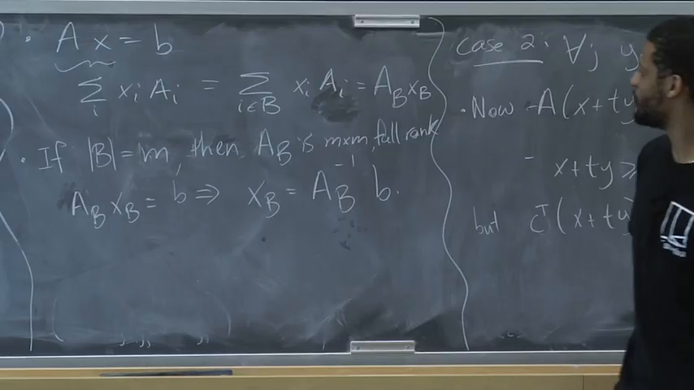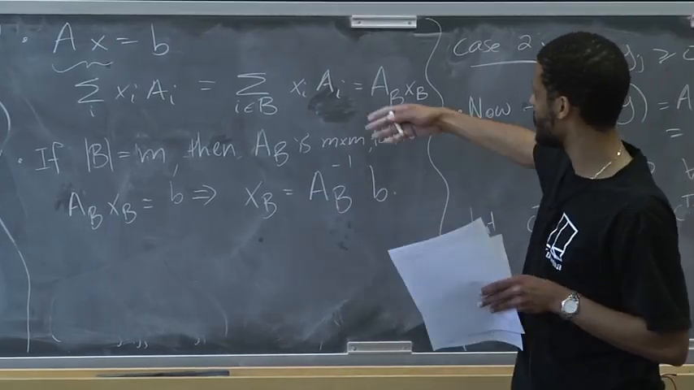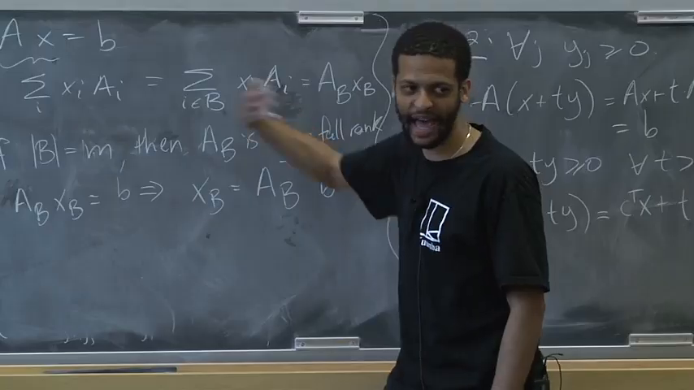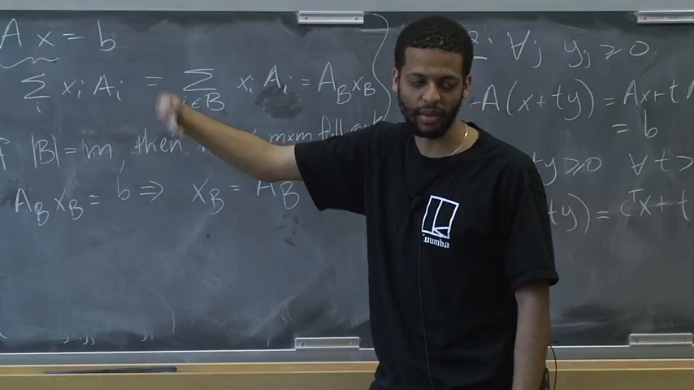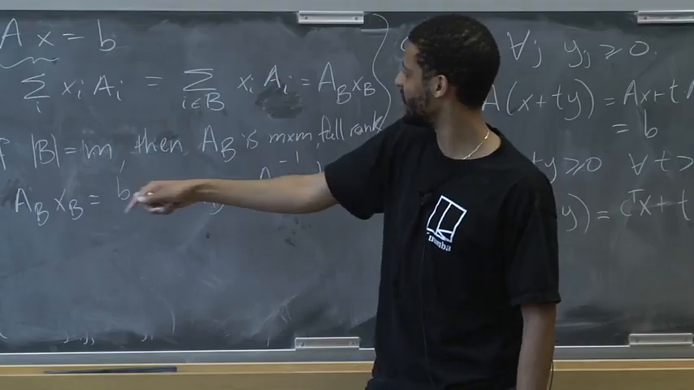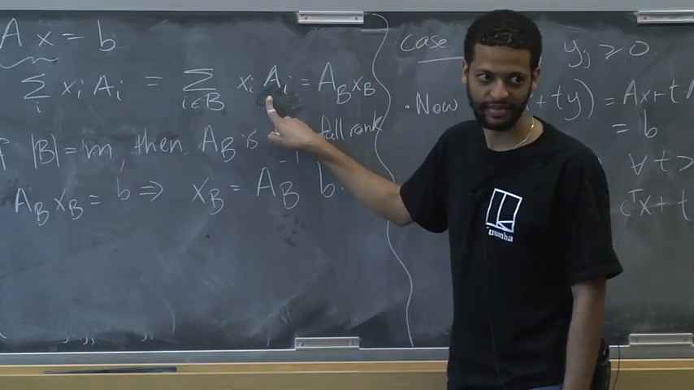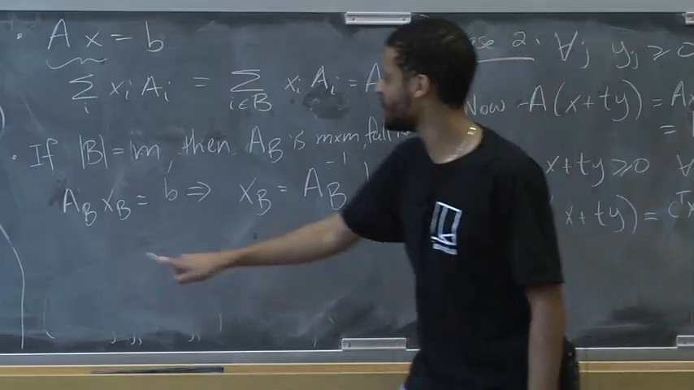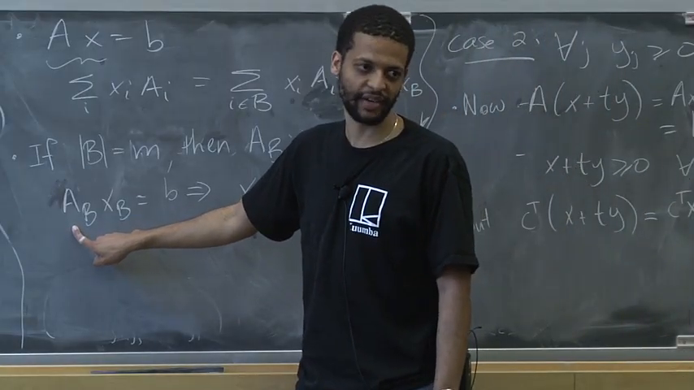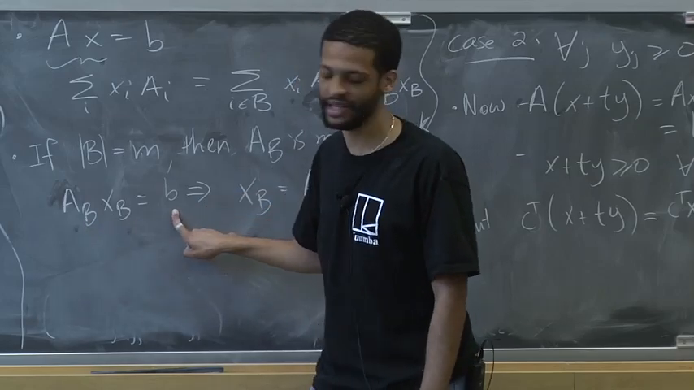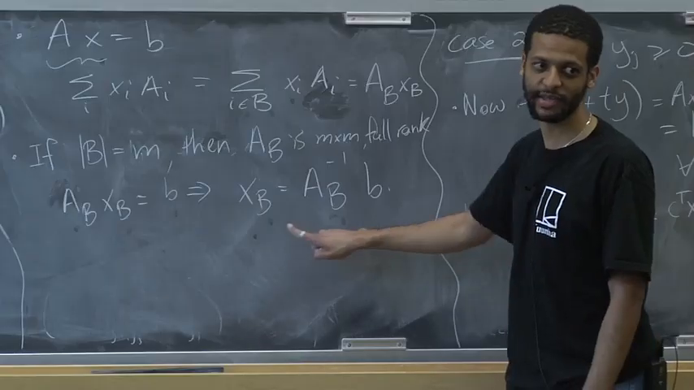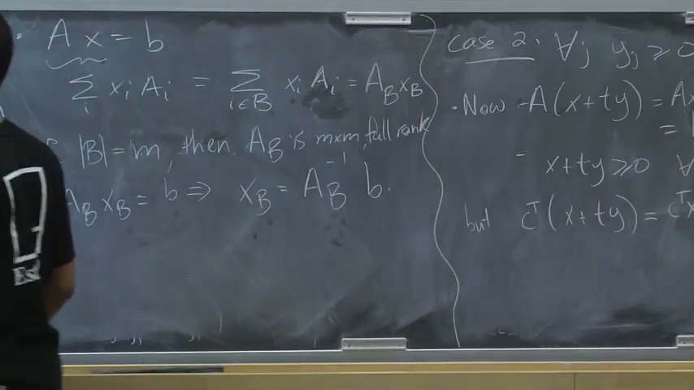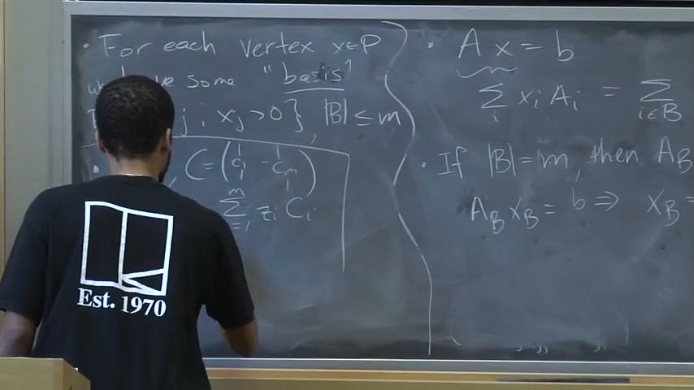Okay? But the point is that even if it has less than m columns, I could have extended the definition of B to add more columns to make it exactly m while maintaining linear independence. Then this would still equal that, because the extra things would just have a 0 here. So I would still have A_B being a full rank matrix times x_B would equal b, and I would still solve to get this, and this would still be true. Okay? So this I wanted to say is like a linear algebra fact.